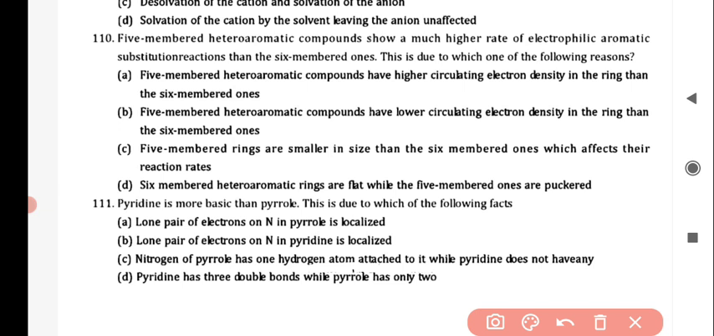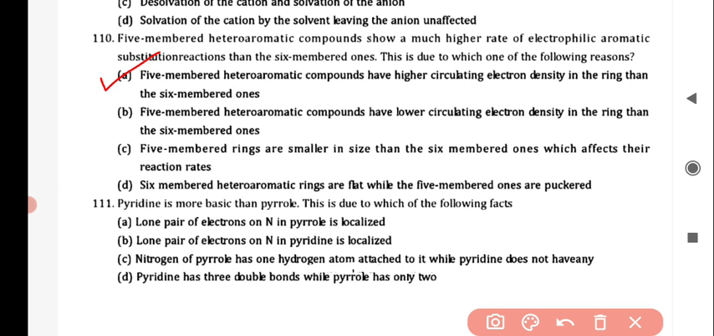Next question: five-membered heteroaromatic compounds show a much higher rate of electrophilic aromatic substitution reactions than the six-membered ones. This is due to which reasons? And the correct answer is option A. Five-membered heteroaromatic compounds have higher circulating electron density in the ring than the six-membered ones.